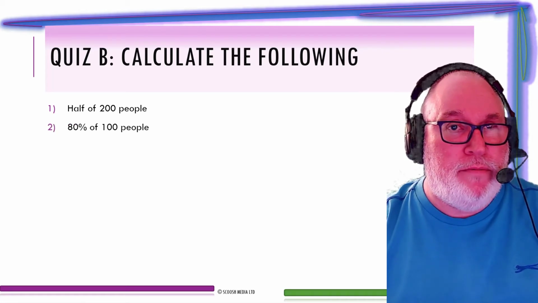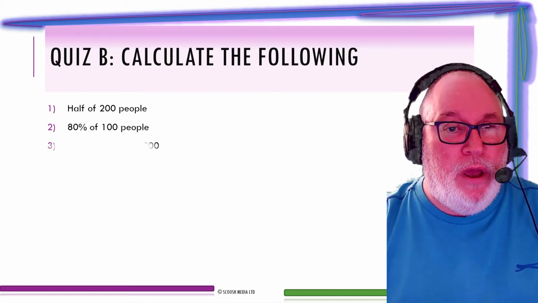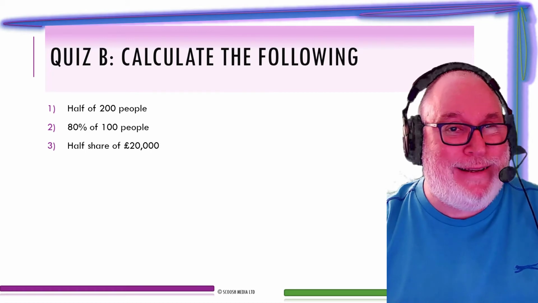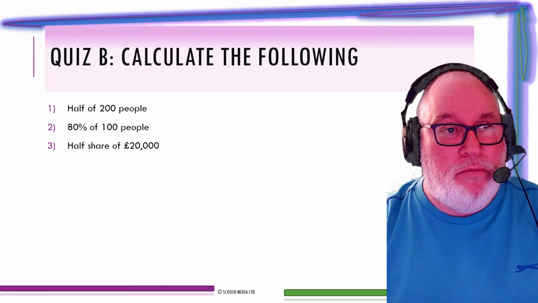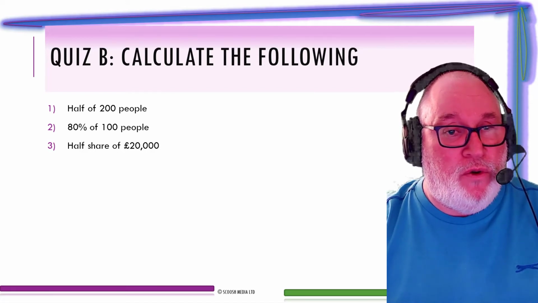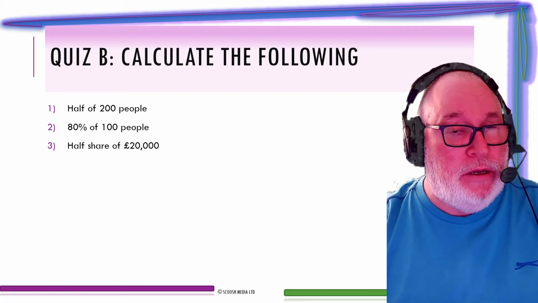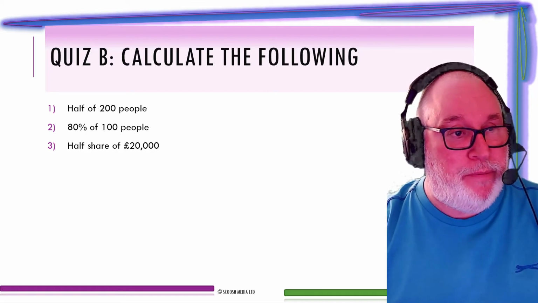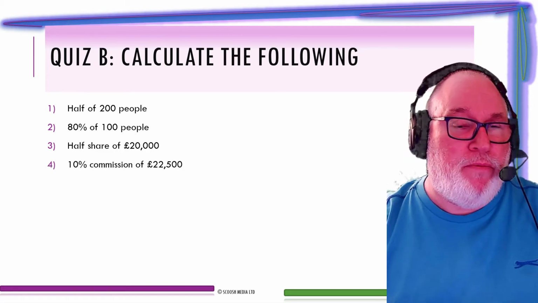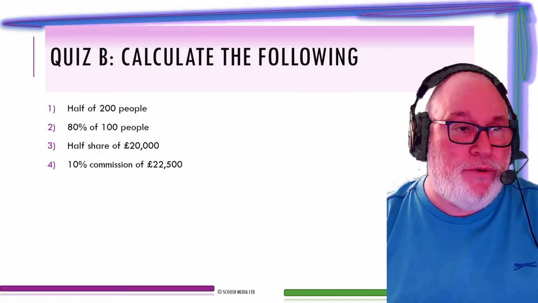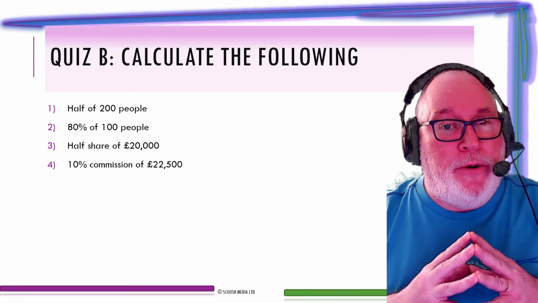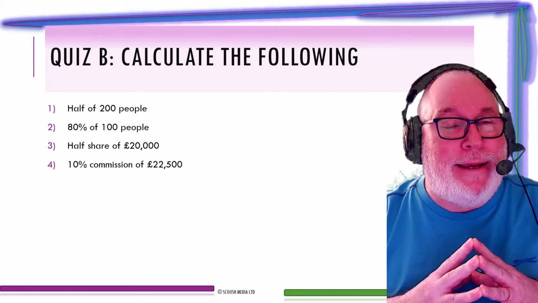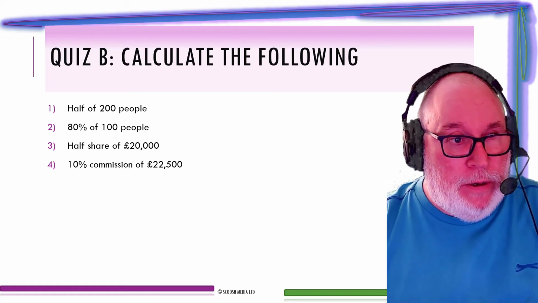Right. 80% of 100 people. A half share of 20,000 pounds. Right, dollars, you can do dollars if you want, or euros, whatever currency you prefer. Currency is just currency, it's money at the end of the day. So 10% commission of £22,500. Actually, I did it the posh way there. 10% commission of £22,500. I know, nonsense.